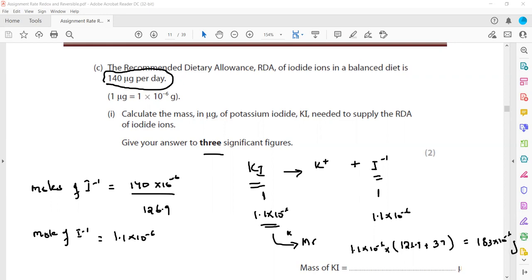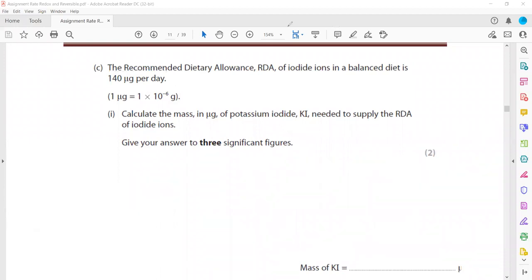So this is the amount of potassium iodide which we should intake every day to get this amount of iodide in our diet. Is this question clear? That is how we work out the mass of potassium iodide needed in the diet so that we can have a balanced diet and iodine intake.